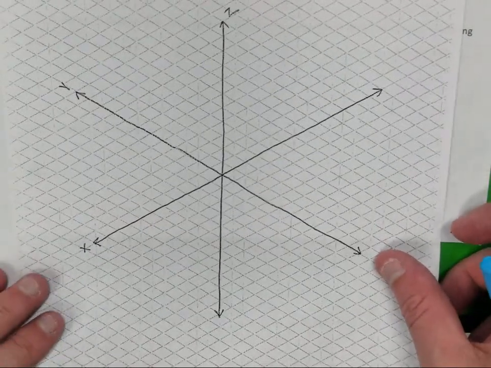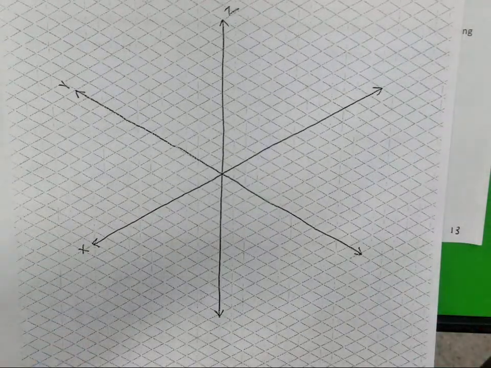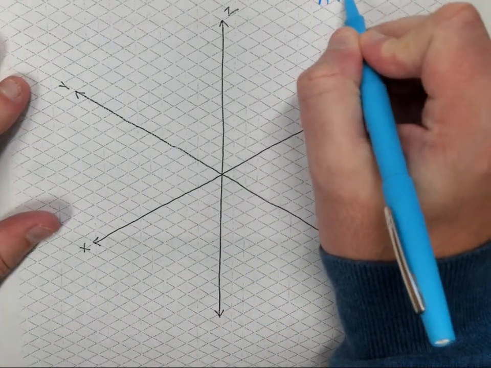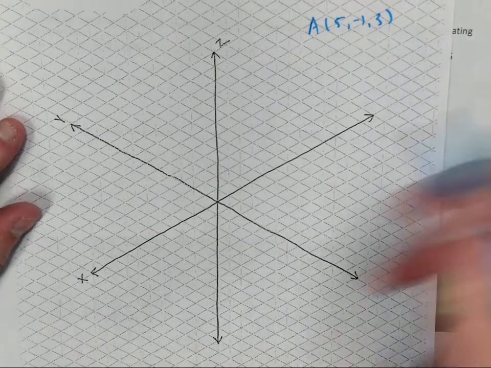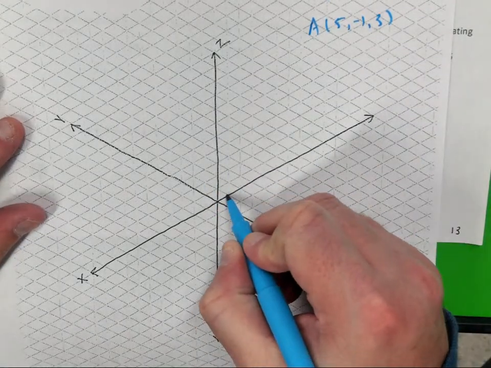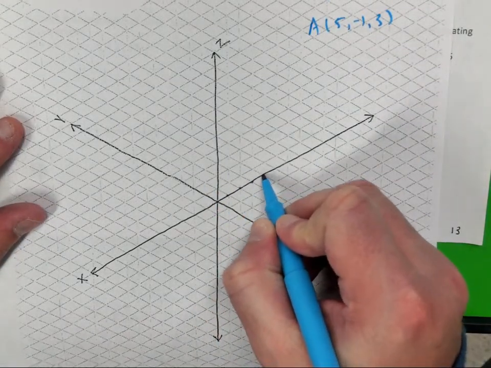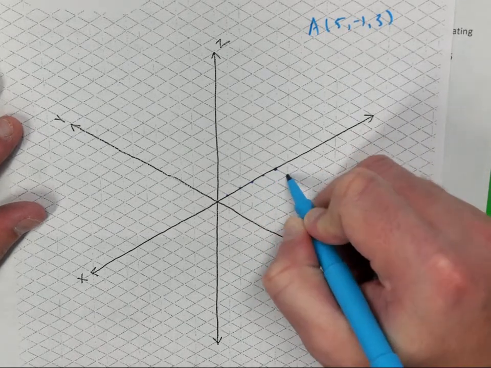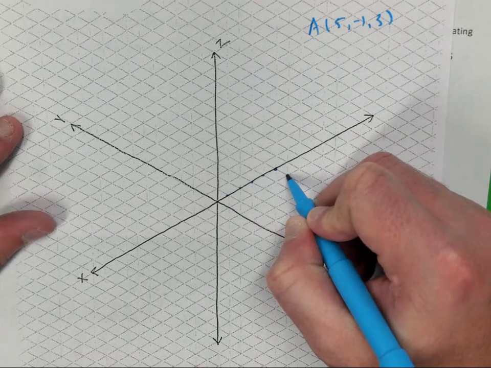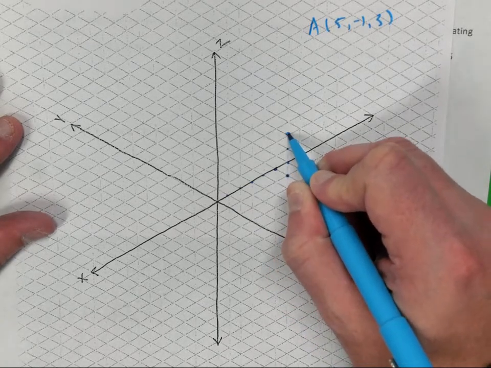Alright, so here's your coordinate plane. It will be drawn on the test for you. Let's graph the point A: 5, negative 1, 3. So I'm going to start at my origin. I'm going right or left 5? Right. 1, 2, 3, 4, 5. Up or down 1? Down 1 this way. And then I'm going to go up how many? 1, 2, 3. So A's right there.